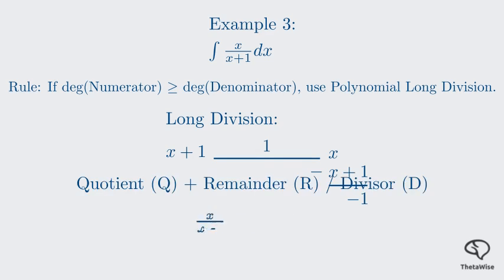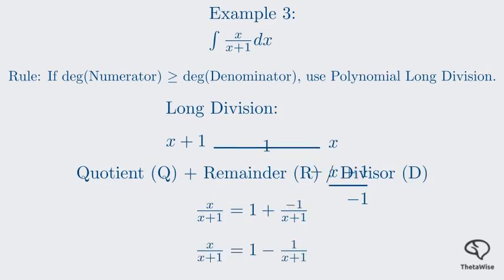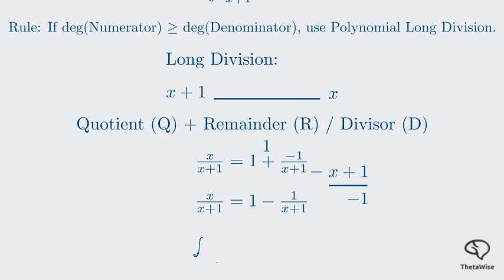We can now rewrite the fraction x over x plus 1 as the quotient plus the remainder over the divisor. So x over x plus 1 equals 1 minus 1 over x plus 1. This looks much friendlier to integrate. Our integral becomes the integral of the quantity 1 minus 1 over x plus 1 with respect to x. We can integrate this term by term.